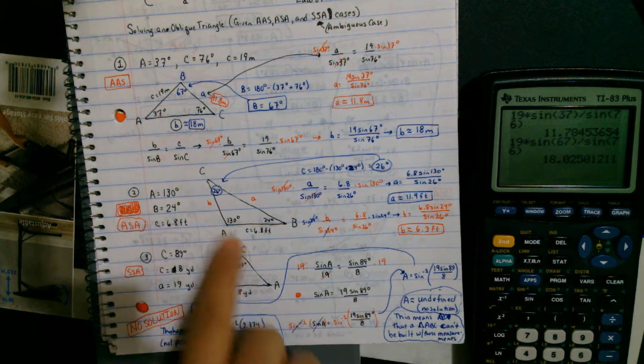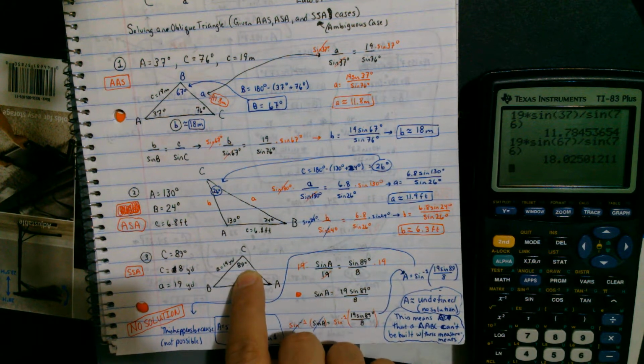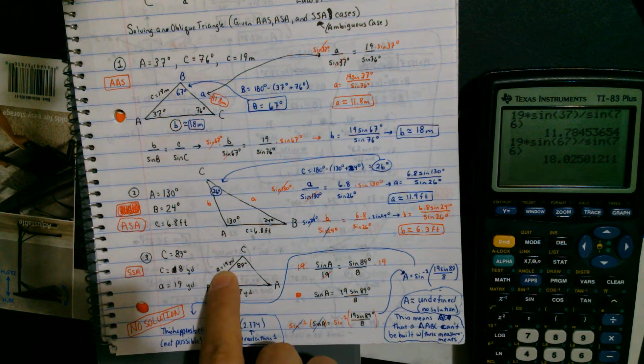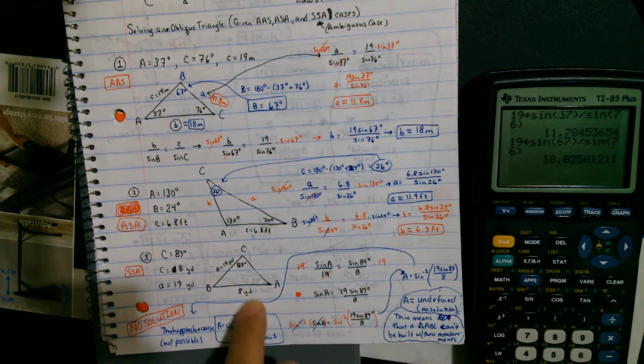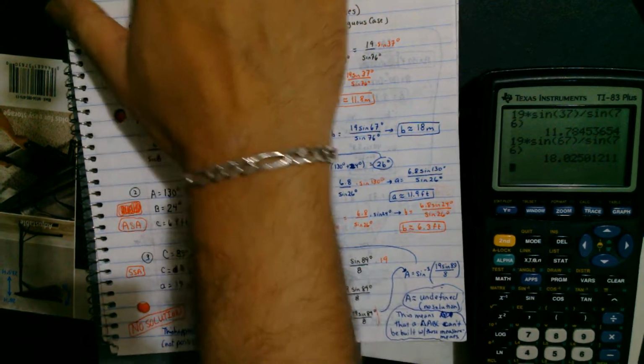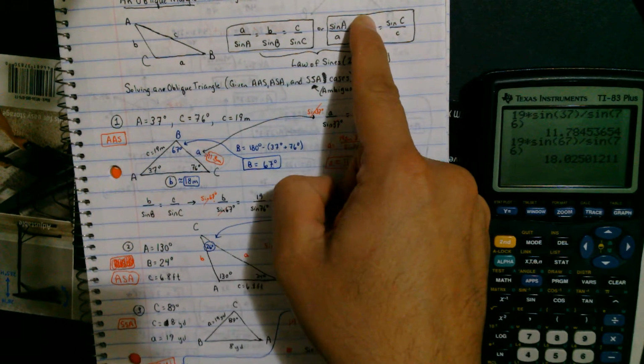Again, how you draw the triangle is up to you, just for practice. So C is 89 degrees, lowercase c is 8 yards, the side, and A is 19 yards. So we have these relationships between the sides and angles. Now I'm going to try to solve for angle A. I'm going to use this relationship.